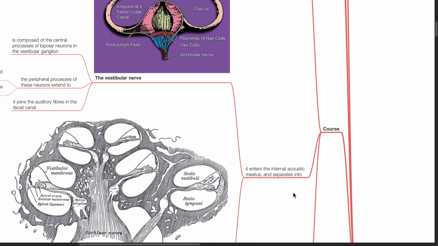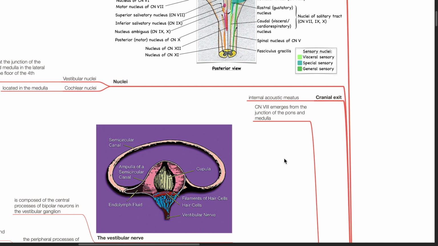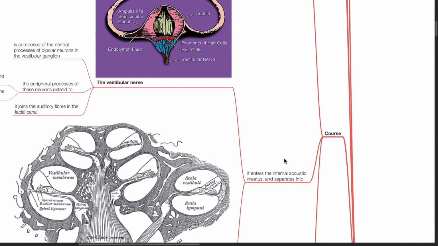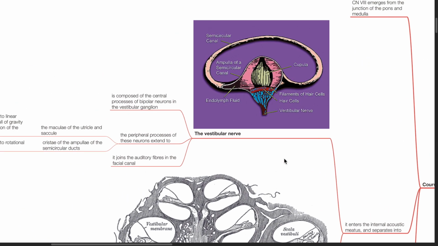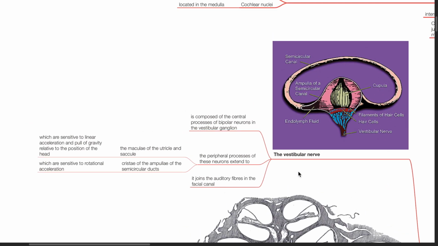Course of cranial nerve 8. Cranial nerve 8 emerges from the junction of the pons and medulla. It enters the internal acoustic meatus and separates into the vestibular nerve and the cochlear nerve. The vestibular nerve is composed of the central processes of bipolar neurons in the vestibular ganglion. The peripheral processes of these neurons extend to the maculae of the utricle and saccule, which are sensitive to linear acceleration and pull of gravity relative to the position of the head, and the cristae of the ampullae of the semicircular canals, which are sensitive to rotational acceleration.